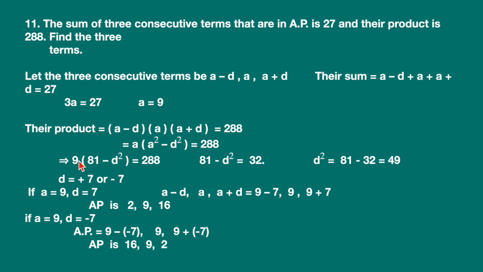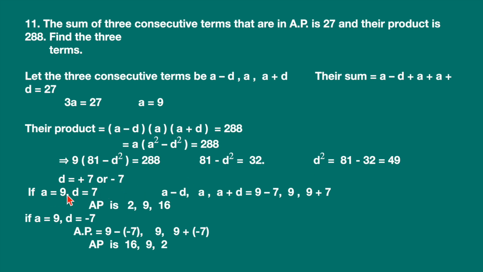So substitute a as 9 here. d we do not know. So let us simplify. 9 into 81 minus d square is equal to 288. Divide it, you will get 81 minus d square is equal to 32. 288 divided by 9 is 32. So d square is equal to 81 minus 32, 49. So d will be plus 7 or minus 7.